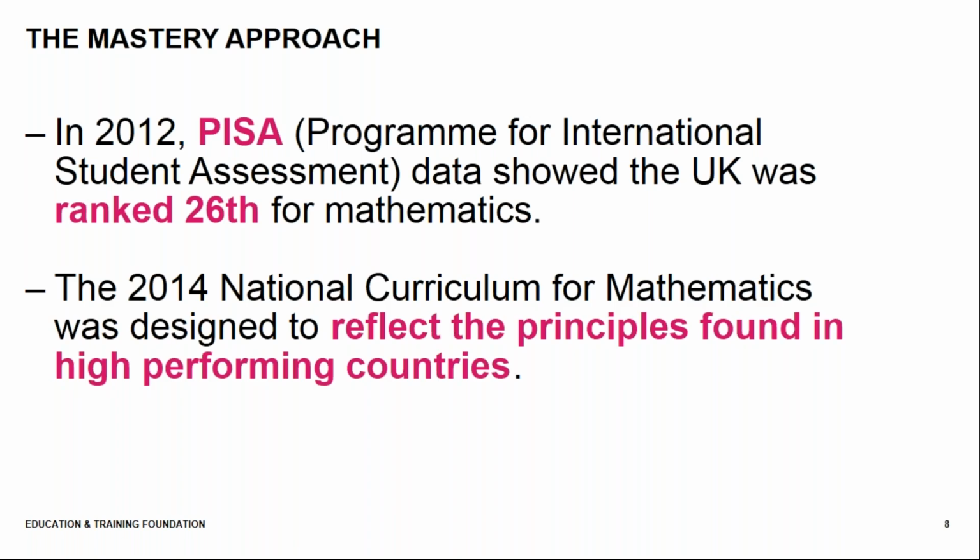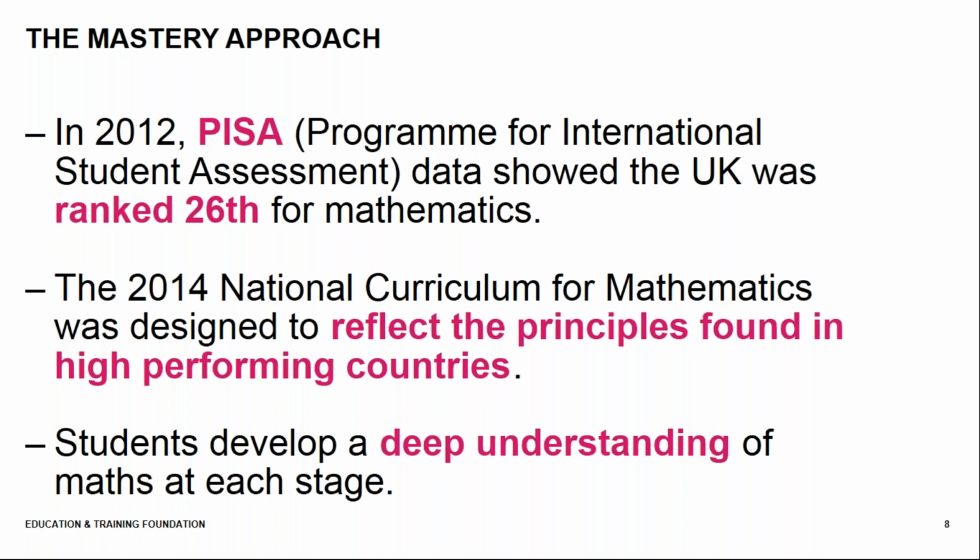This prompted a redesign of the national curriculum in 2014 to reflect the principles found in high-performing countries like China, Japan, Singapore and Finland. This collection of principles is termed the mastery approach, where students develop a deep understanding of maths at each stage. By 2015, the UK was 27th out of 72. Unfortunately, we had slipped 1 place, but it will obviously take time for new approaches to take effect and be picked up by this kind of data.